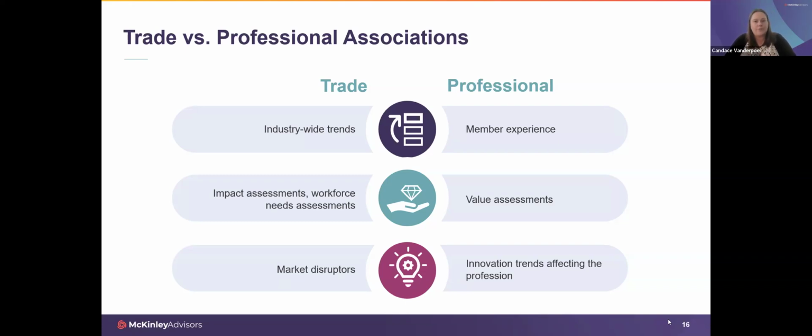For example, professional associations may be more focused on member experience, understanding the value of membership, and looking at trends that could be impacting the day-to-day of their members and within the profession. Trade groups might be more focused on understanding industry-wide trends and looking at what might be the market disruptors for their member companies, and whether these members are impacted by things like policy changes or larger workforce impacts within their industry. So customizing your research priorities based on your association type really ensures relevance and strategic alignment to your overall priorities.